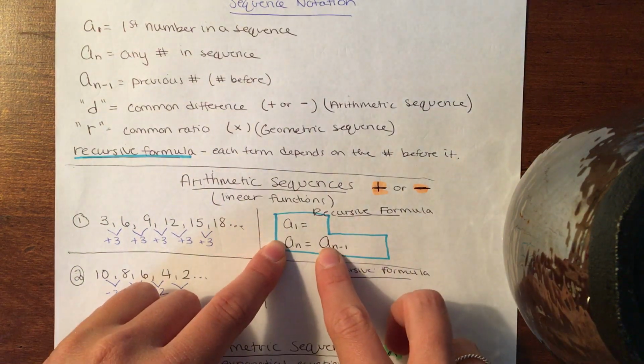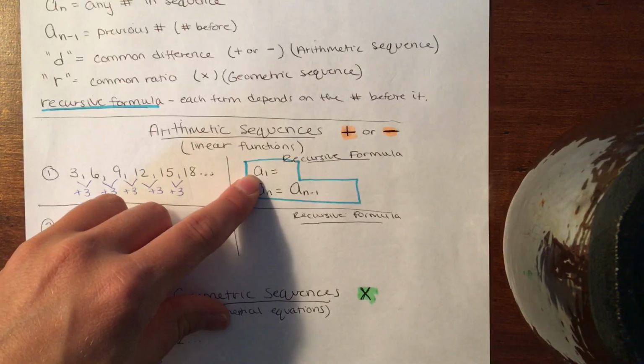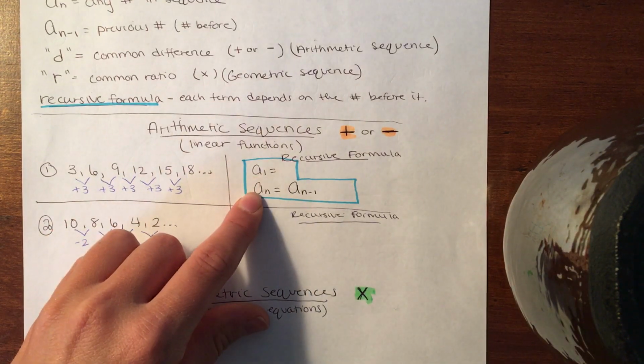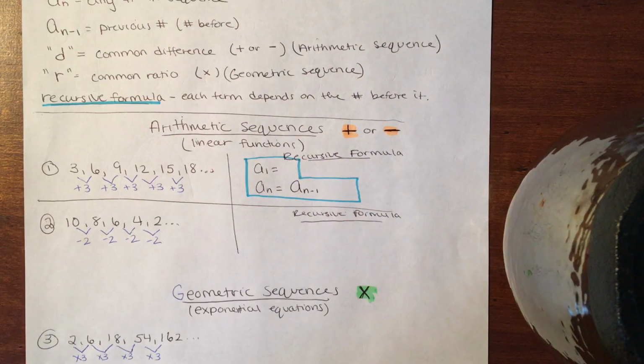So you're going to see this exact thing down here, down here, and down here, okay? This means the first number in the sequence. This means any number in the sequence is equal to the previous number, and then we'll talk about what else you put there.